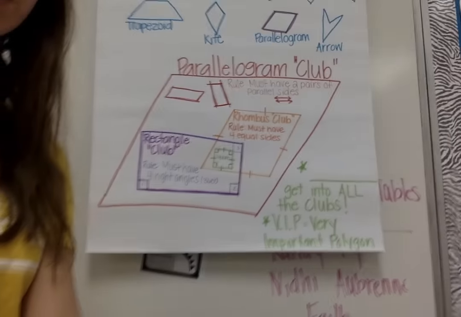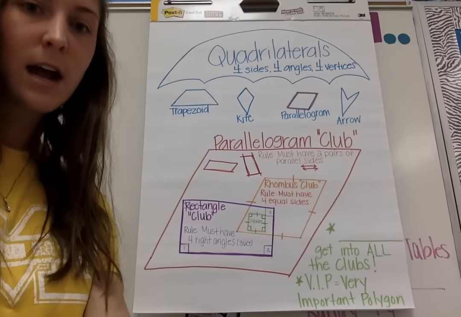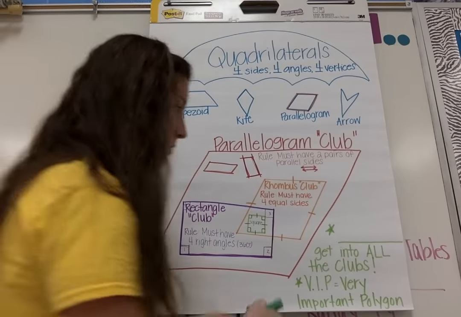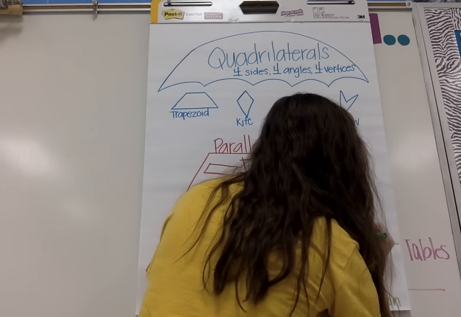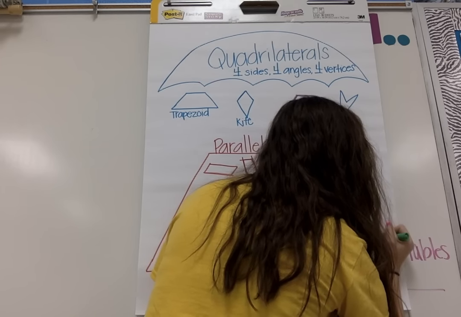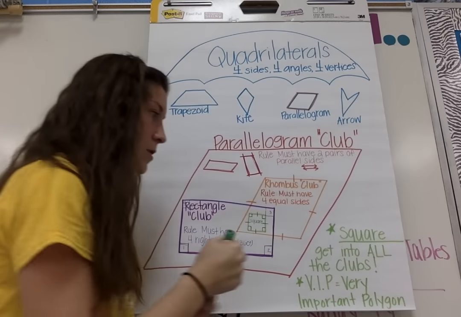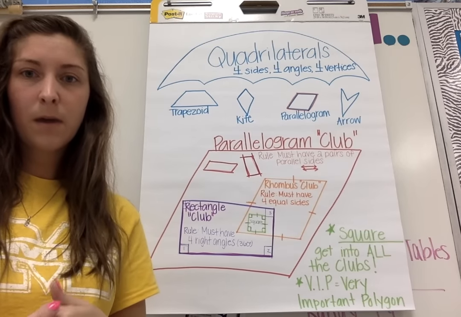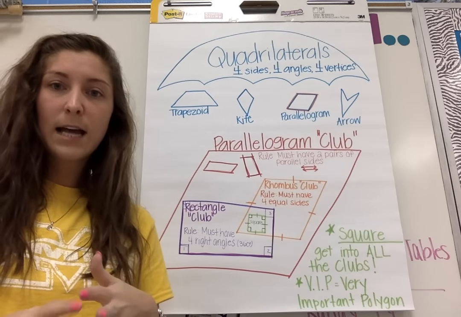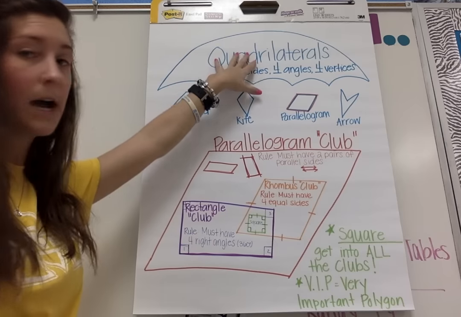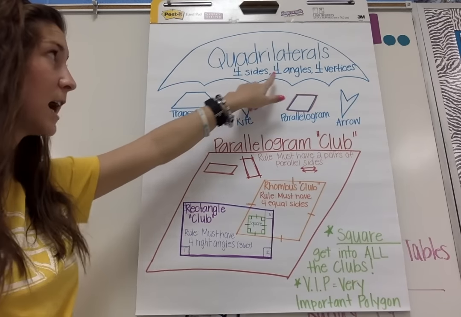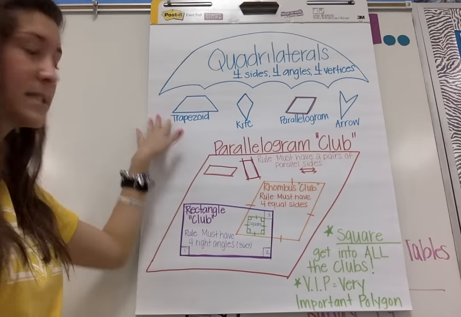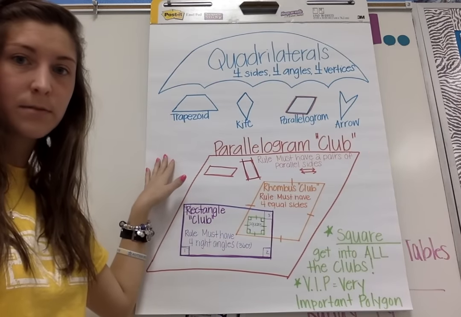So over here on the side, where you see that I have blank get into all the clubs, we know now that I can put the word square there. Squares get into all of the clubs. Quickly as a review, we've talked about quadrilaterals. They have 4 sides, 4 angles, 4 vertices. These are some examples of quadrilaterals.